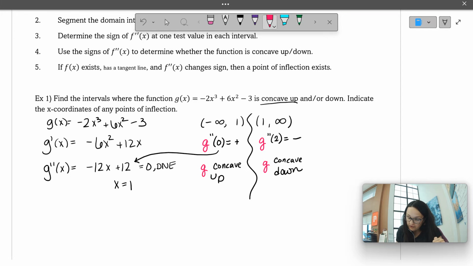All right, so I fixed it. G is concave up, G is concave down, and then it says indicate the X coordinates of any points of inflection. An inflection point is going to be where the second derivative changes. Our second derivative does change at X equals 1. So X equals 1 is the location of a point of inflection.